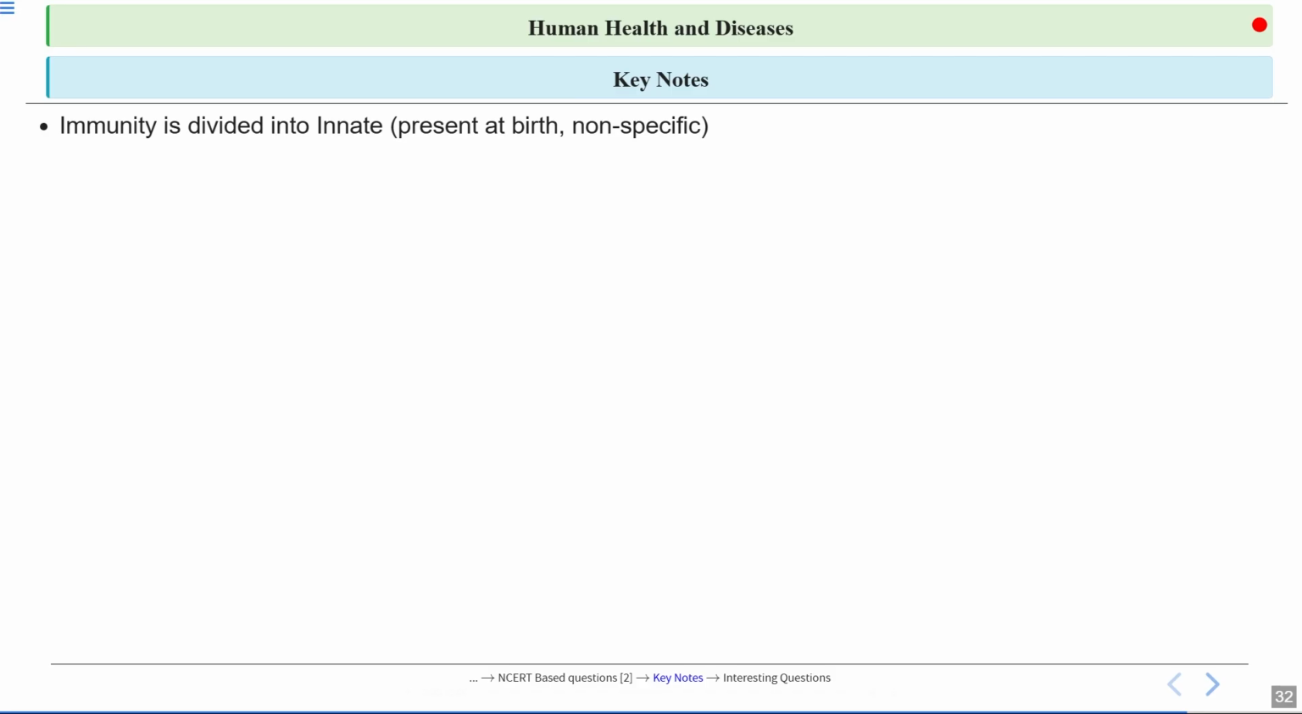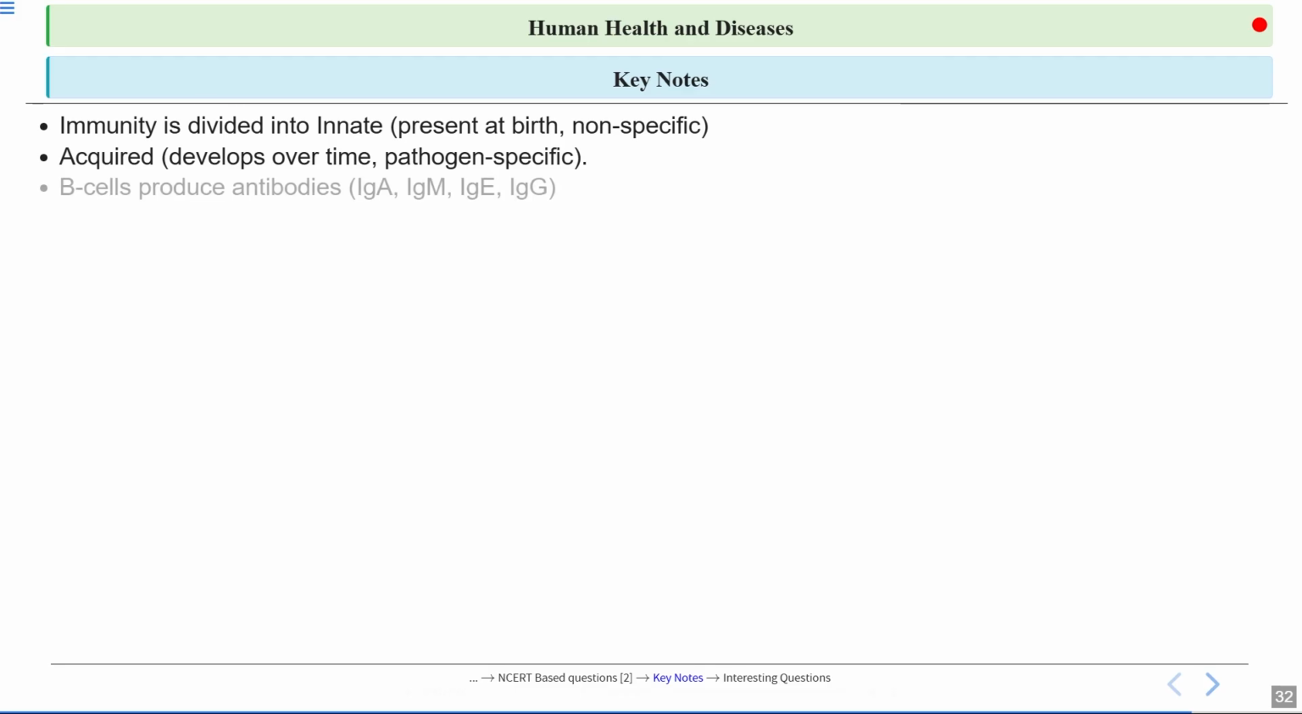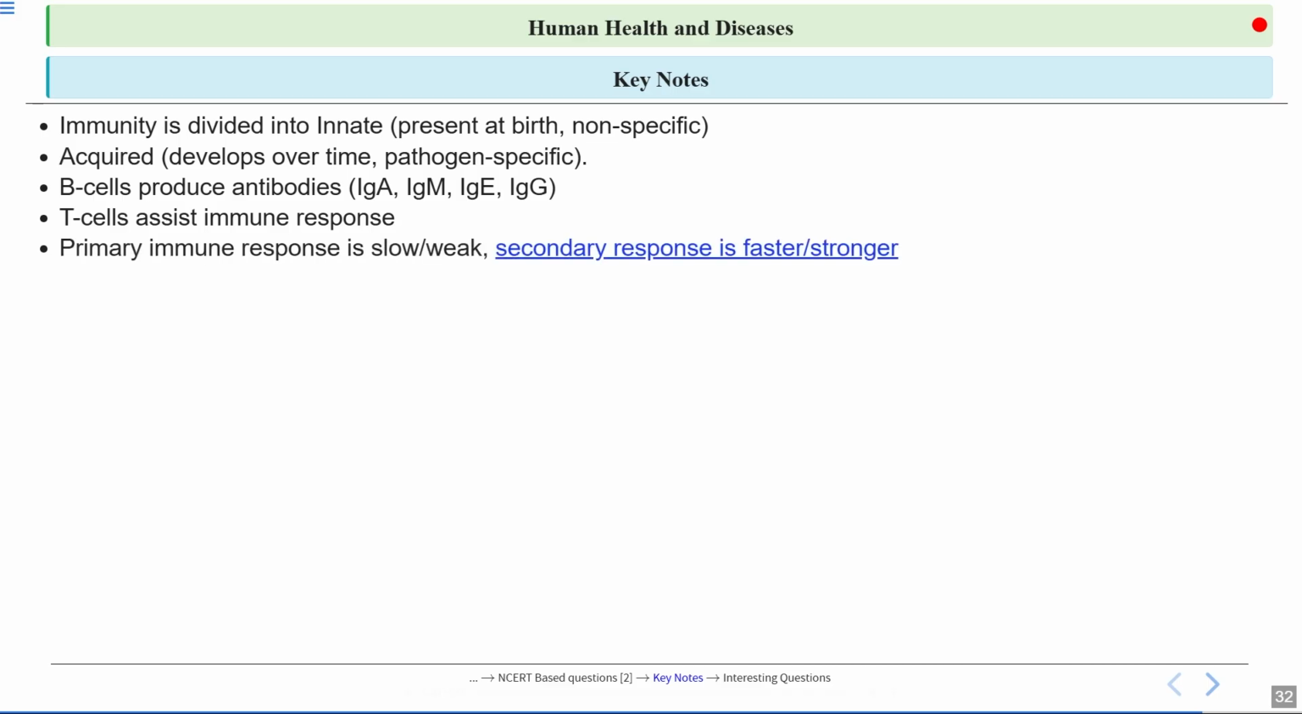Let's discuss some keynotes. Immunity is divided into innate immunity, which is present from birth and is non-specific. Then there is acquired immunity, also known as adaptive immunity, which develops over time and is pathogen specific. B cells produce antibodies such as IgA, IgM, IgG. T cells assist in immune responses. These cells help coordinate the immune responses that can directly attack infected cells.